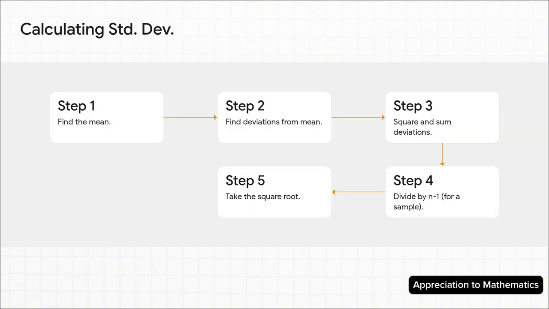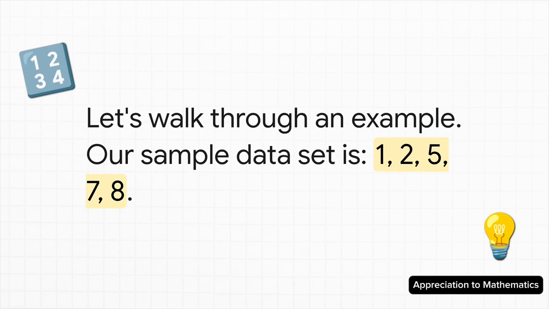Okay, I know what you're thinking. The calculation looks a little scary, right? But trust me, it's just a 5-step process. We're just gonna find the mean, see how far each number is from it, square those distances, do a little division, and then take a square root. Let's walk through it together. So to make this super clear, let's use a really simple set of numbers first, before we tackle the student grades. Let's work with these 5 numbers: 1, 2, 5, 7, and 8.